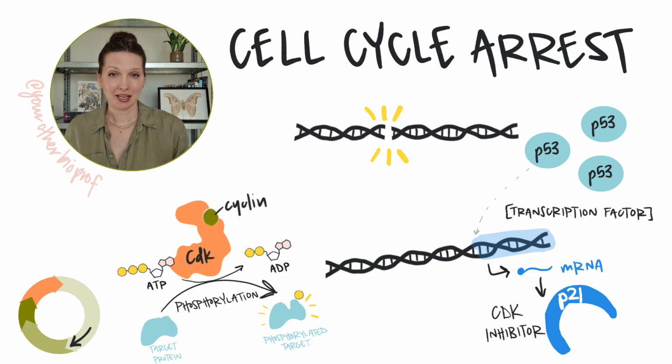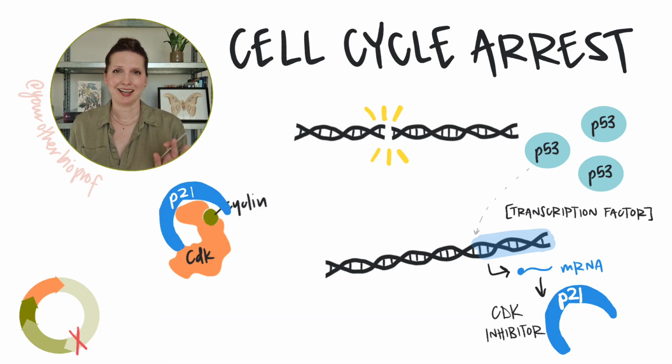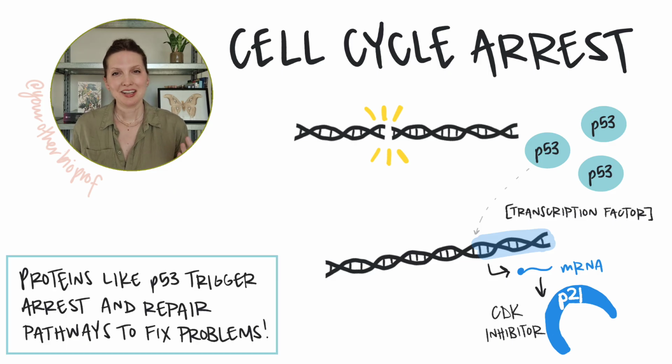Remember that cyclin CDK complexes are one of our go signals to push the cell cycle forward. But P53 says, "Yeah, none of that right now," by stimulating the production of inhibitors of those kinases, basically shutting them down and stopping the cell cycle. Depending on the type of DNA damage, different repair pathways with different proteins involved will be activated.